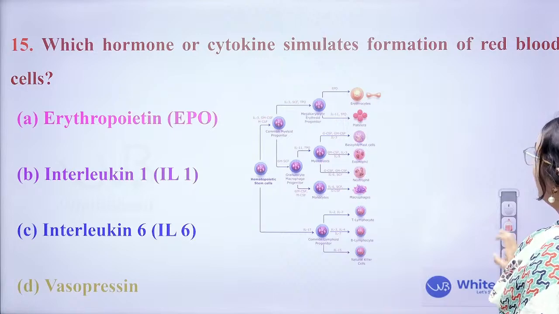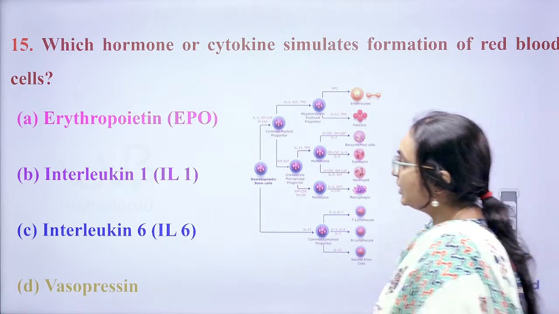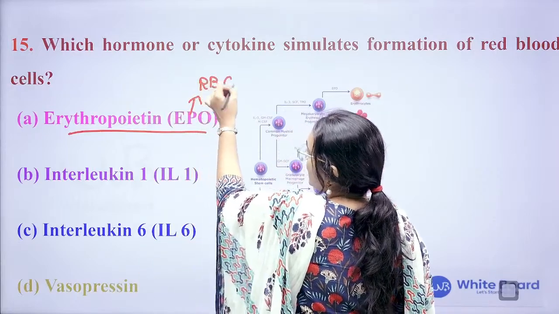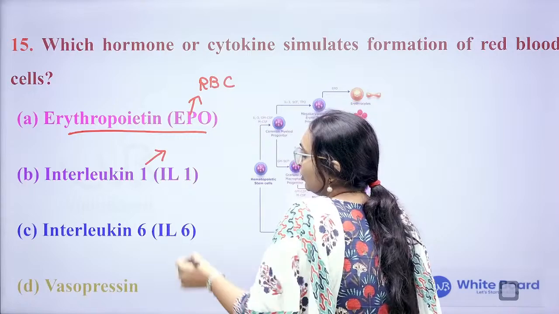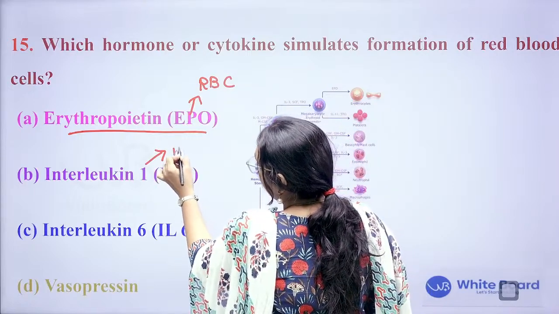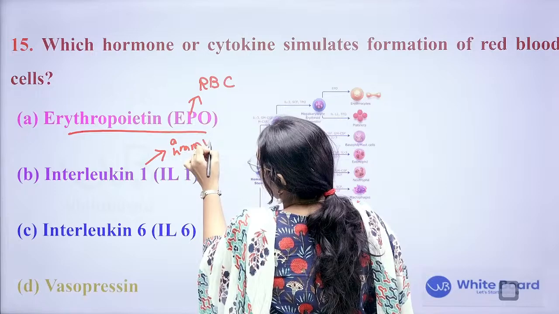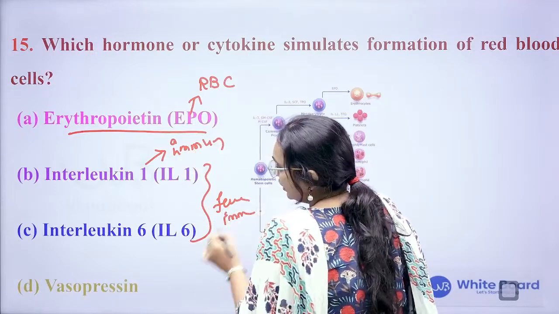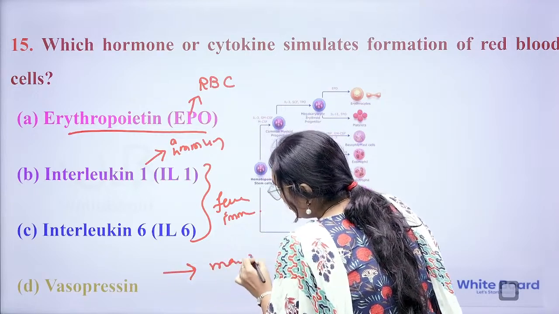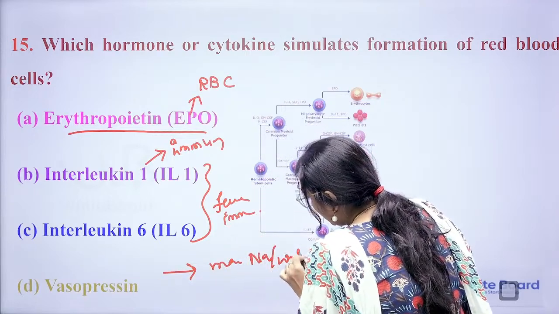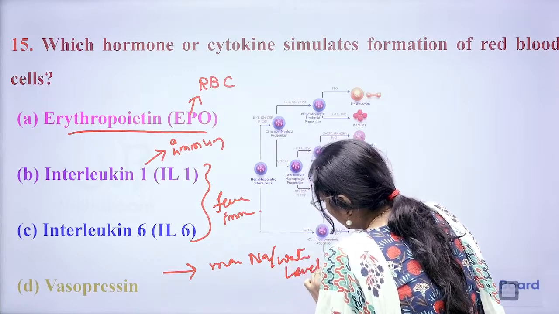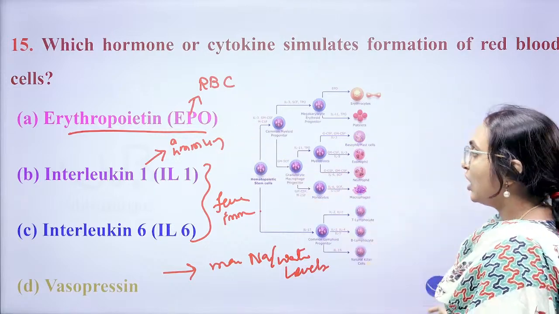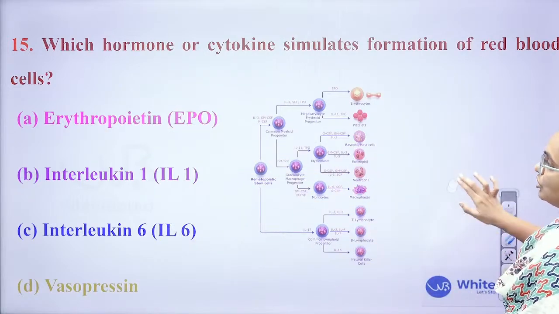Which hormone or cytokine stimulates formation of red blood cells? Erythropoietin. Erythropoietin is involved in the formation of red blood cells. Interleukin 1 is involved in immunity. Interleukins are related to fever and immunity-related issues. Vasopressin is for maintenance of sodium levels and water levels. So, here erythropoietin is the one responsible for the formation of red blood cells. So, the answer is A. Next question.